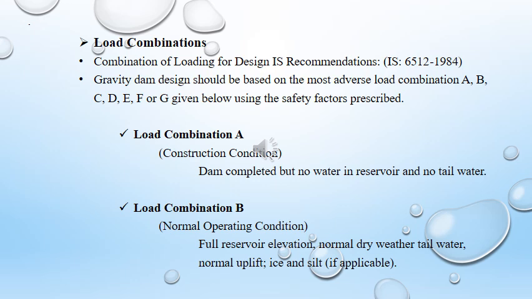Load combination A, this is the construction condition or reservoir empty condition. So, the dam has just completed, but there is no water in the reservoir and no tailwater. Load combination B, that is the normal operating condition, when the reservoir is full at full reservoir level FRL and no tailwater, but normal uplift pressure and ice and silt pressure if applicable.